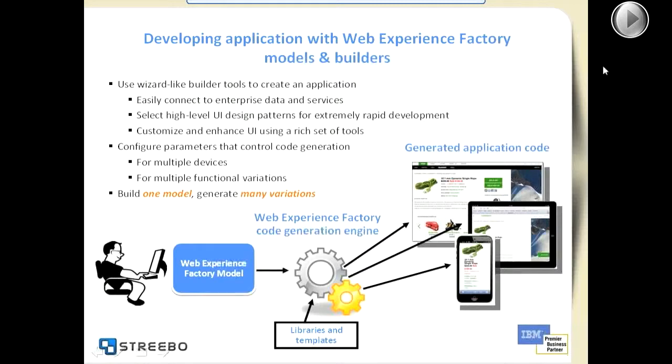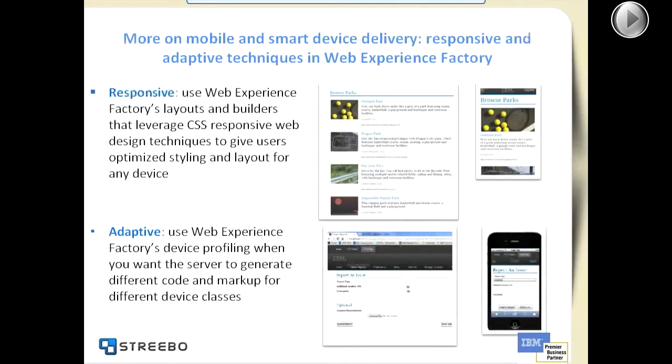So the developer, in this picture here, builds a model, the code generation engine reads the model, pulls in any necessary libraries and templates, and all the application variations are generated for you. And notice, by the way, that that's not just a one-time process. This can also be done dynamically on demand on the server when the engine detects that one of the configuration parameters has changed.